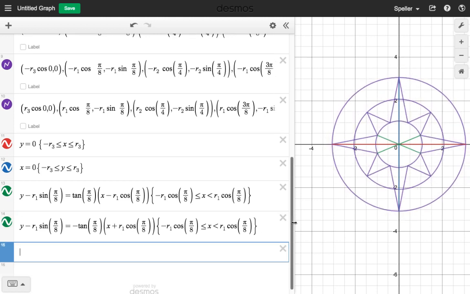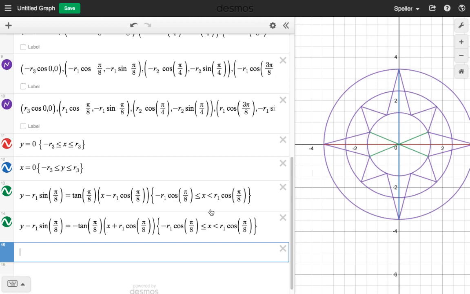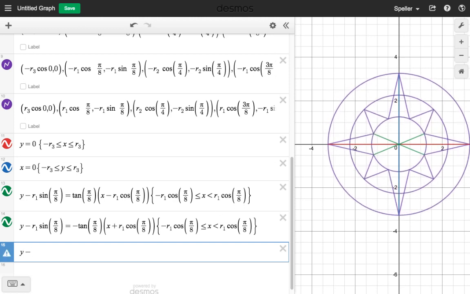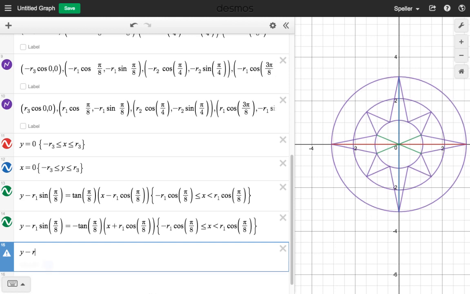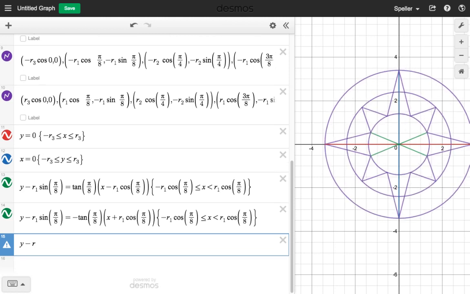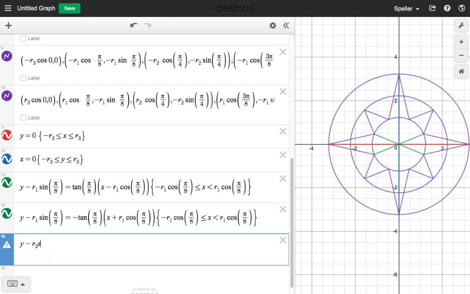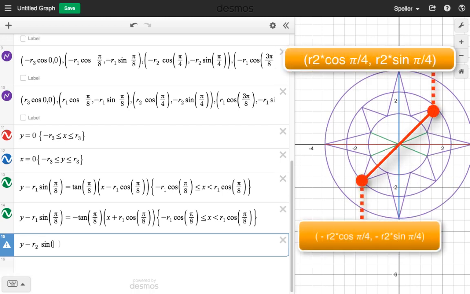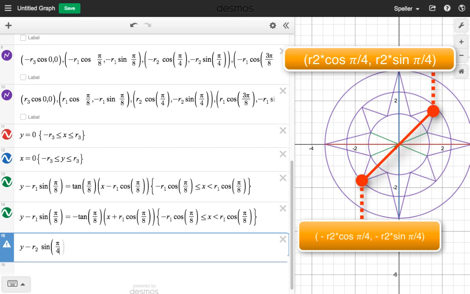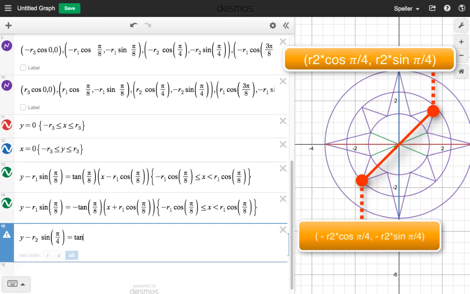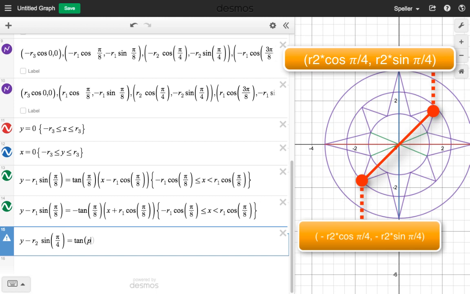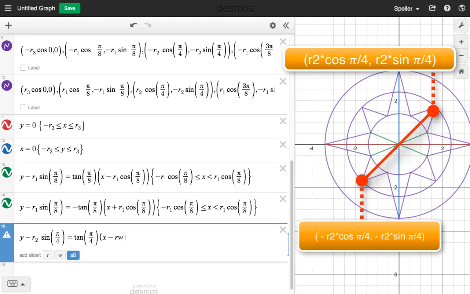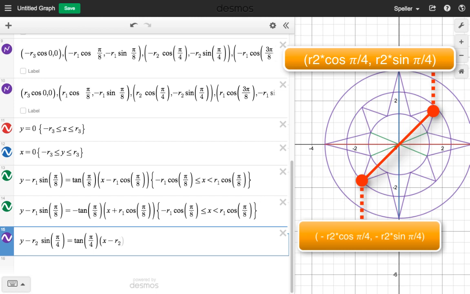Now let's go ahead and work on the pi over 4. So let's do y minus pi over 4 goes through the circle with the radius of r sub 2. And again, we're going to do sine, and this time we're doing pi over 4 equal to, we want the tangent again, and that's going to be pi over 4 for the same reason, because we have a direct variation. And we're going to say x minus r sub 2, and this here is going to be cosine of pi over 4.